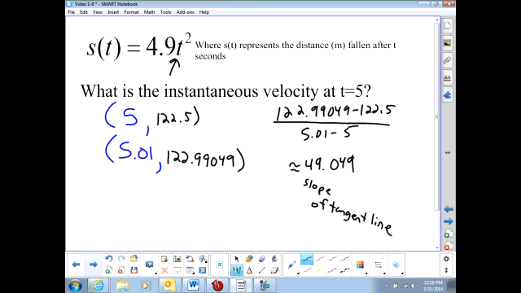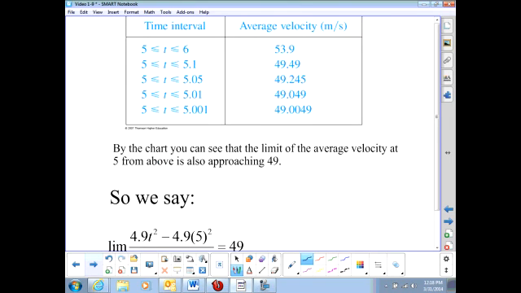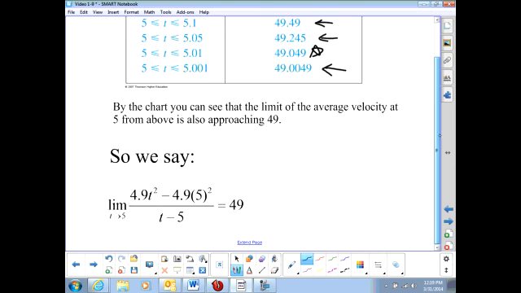So we did one by hand. Let's look if we just put it in a table like we did with the x squared example. If we picked 5 and 6, we would have gotten 53.9. If we had picked 5 and 5.1, we would have gotten 49.49. 5.05, and here's the one we calculated, the 5.01. If we go to 5.0001, we get 49.0049. So we can say this now in terms of a limit. Our limit as t approaches 5 is just 49.